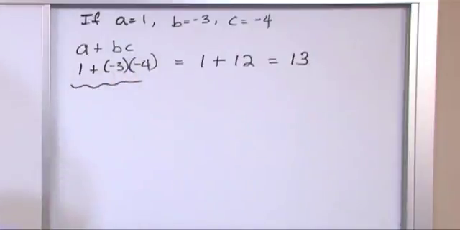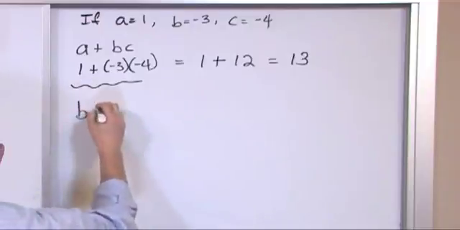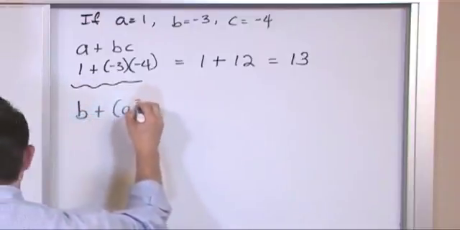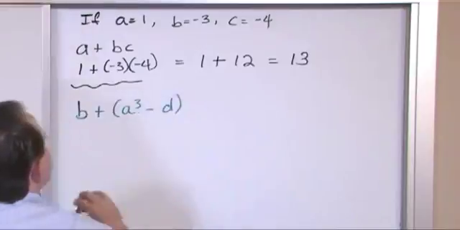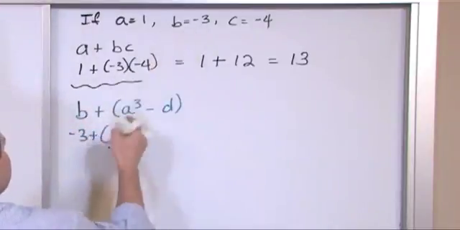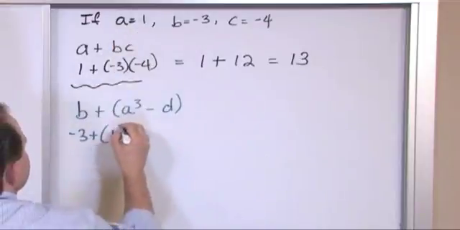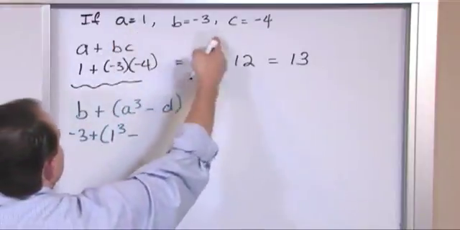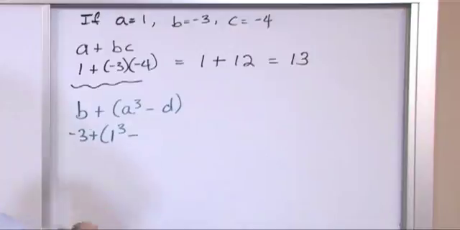Okay. What if we wanted to evaluate B plus A cubed minus D? We have to plug in what we know. We have negative 3 plus A cubed, which is 1 cubed, minus D. I didn't even tell you what D is. Actually, that's a mistake. That should be a C. So I'm going to put a C there.